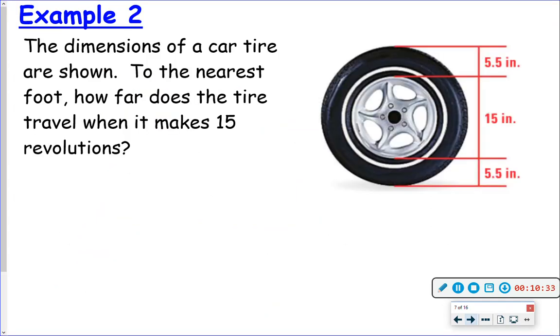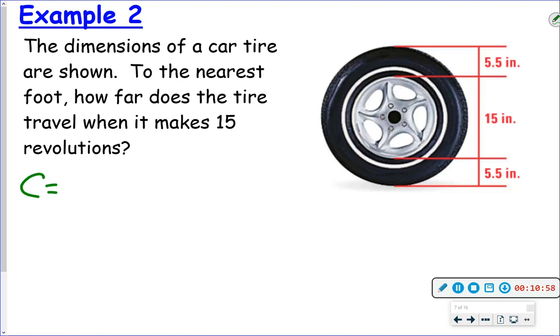So, dimensions of a car tire or so. To the nearest foot, how far does the tire travel when it makes 15 revolutions? So 15 times around. Ooh, well, let's first start with just one time around. Let's just get the circumference of the tire. Now, I'm looking at my circumference here. What formula do I want to use?